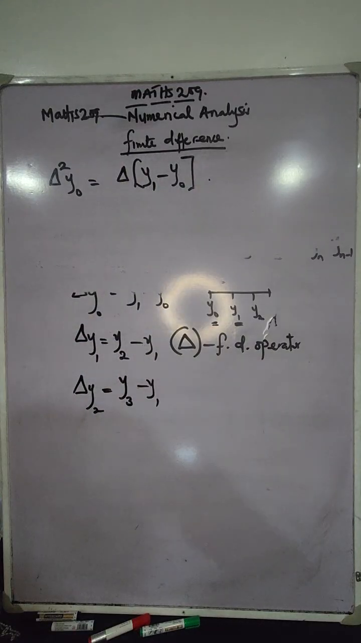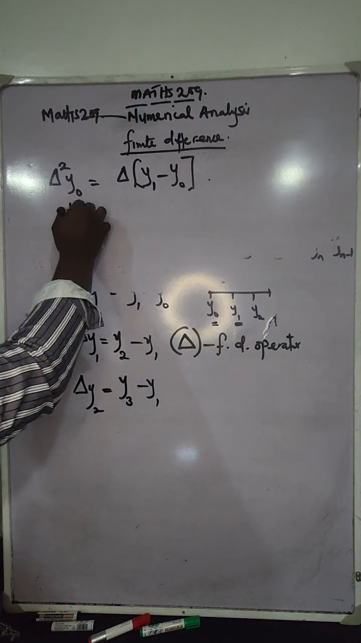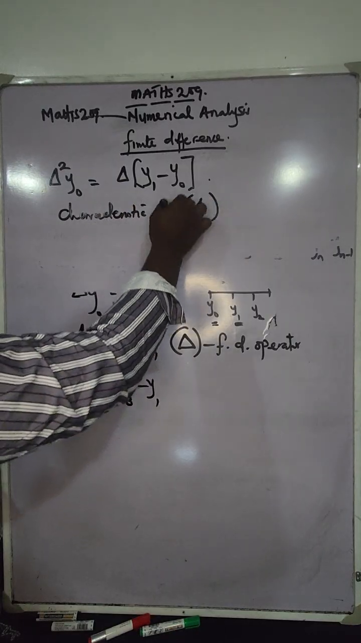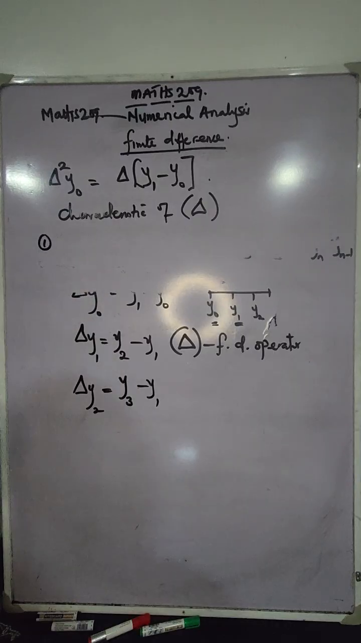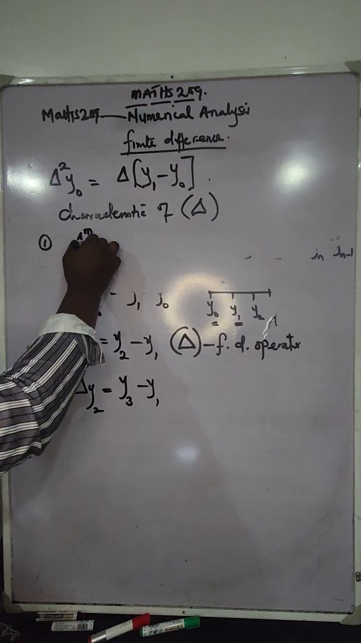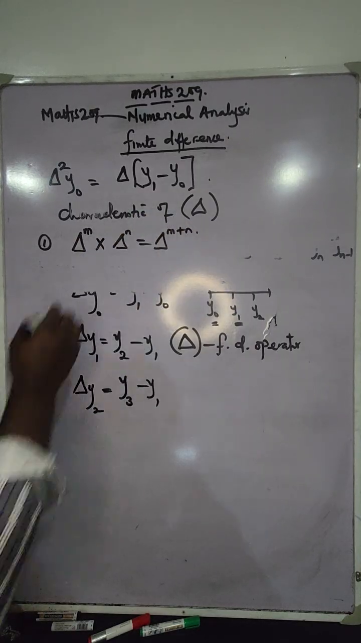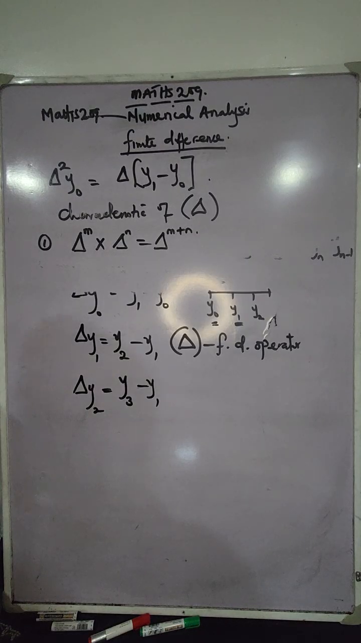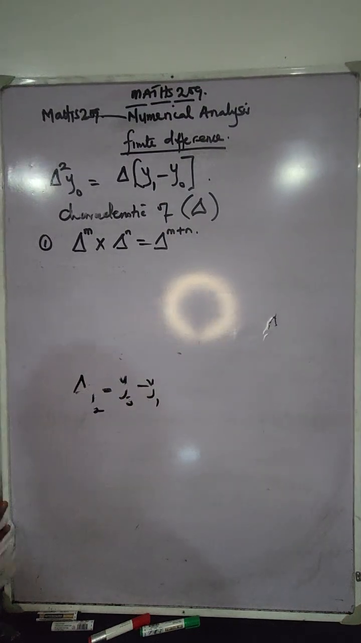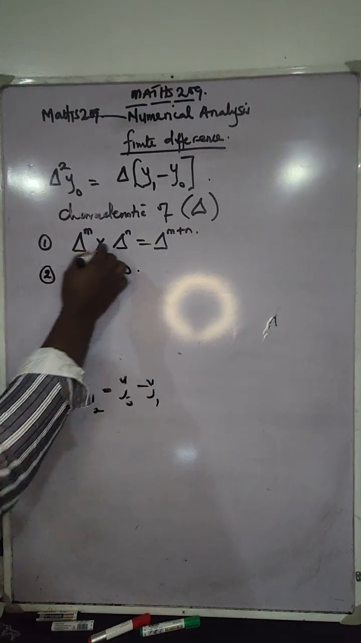Now this particular symbol, which is called the forward difference operator, has characteristics. What are the characteristics of the forward difference operator? Number one characteristic is that it obeys the law of indices. It means that the forward difference of m, when multiplied by the forward difference of n, is the forward difference of m plus n. Number two is that the forward difference of a constant is equal to 0.